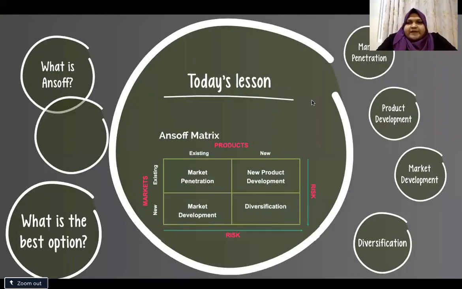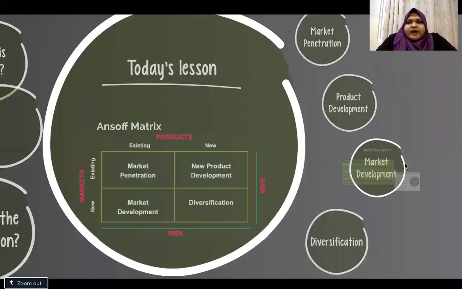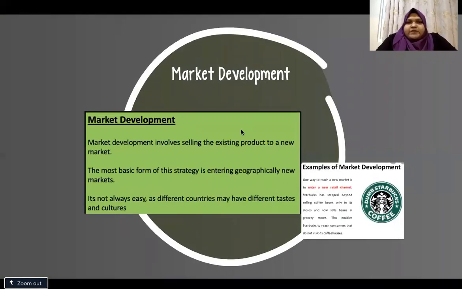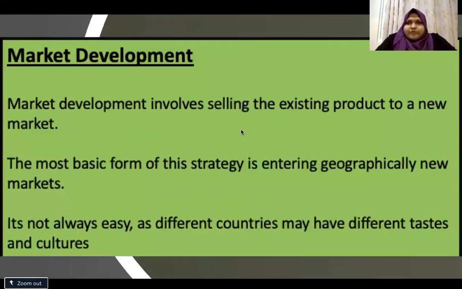Now moving on to the next strategy, which is market development. Market development is entering a new market with the same products, your existing products. The most basic form of this strategy is entering geographically new markets. For example, a UK-based company might decide to enter another European country because they found that there is an opportunity there where people are willing to buy your product. However, it's not always easy, as different countries may have different tastes and cultures.